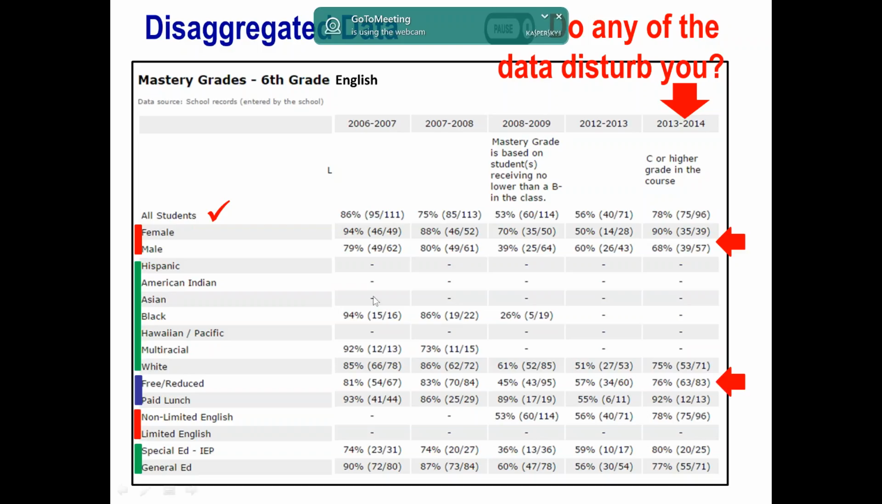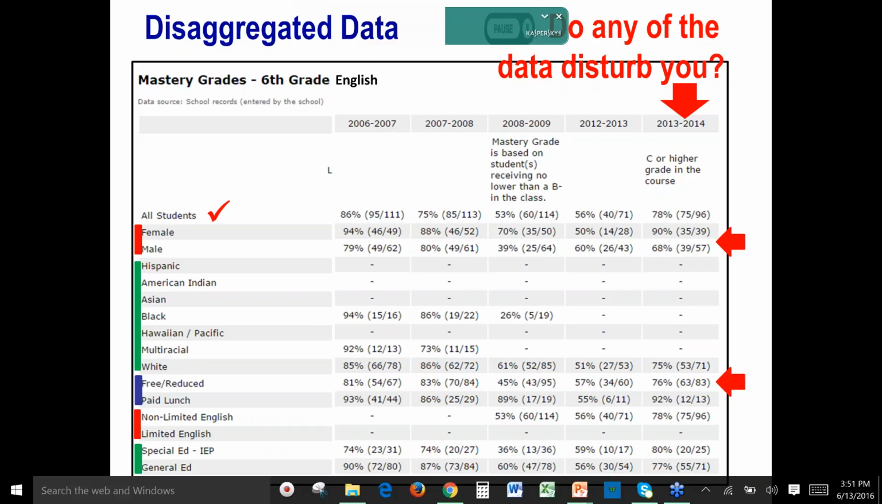Okay, in the next section here, we're looking at free reduced versus paid lunch. And you can see that, again, our paid lunch students are earning the mastery grade at a much higher rate than our free and reduced. Why is that? Our basic premise is that all students can achieve. So if our paid lunch students are earning that mastery grade at a higher level, what's up with that? When we get to root cause analysis, we'll work to explain that, and then when we get to intervention, we'll work at fixing it.